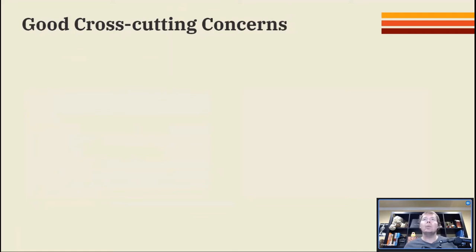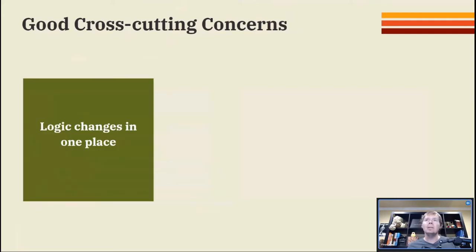So, what do good cross-cutting concerns look like? What does good code that handles cross-cutting concerns look like? Well, number one, your logic changes in exactly one place. You don't want to have to change the exact same logic in dozens or hundreds of places. So if your authentication method changes, or if you need to log a little bit more information or log it a little bit differently, you change it in one place, not in dozens, definitely not in hundreds.